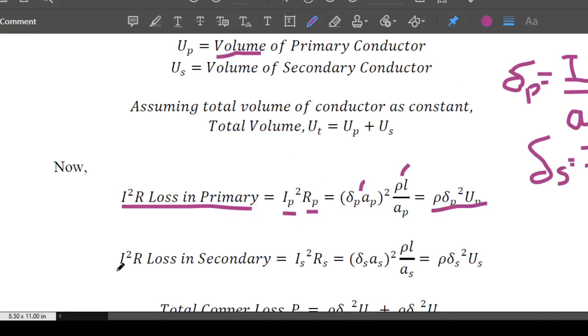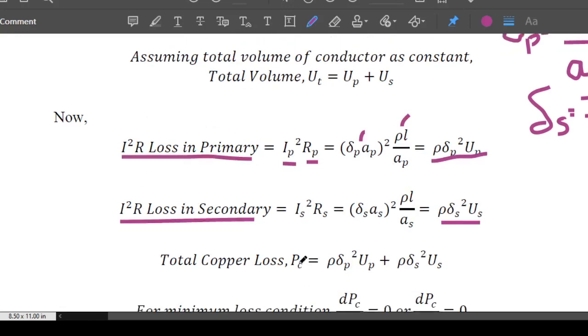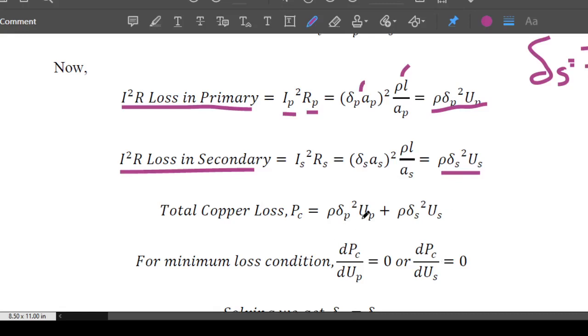Similarly, you can find the expression for I square R loss in secondary, and that you will be getting rho into delta S square into VS. Now what is total copper loss? Total copper loss is copper loss in primary plus copper loss in secondary. So when you add these two, you will get this answer. You can have the volume either in terms of primary or in terms of secondary. So either you can replace this VS or you can replace VP.